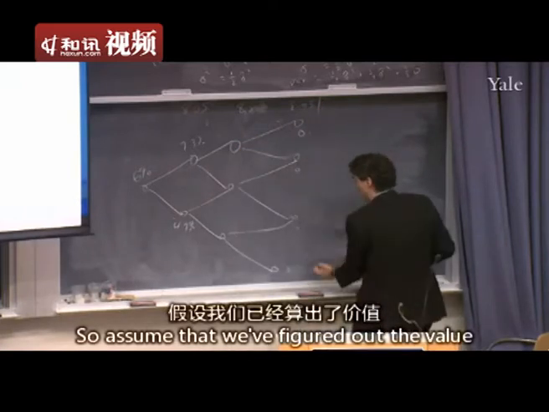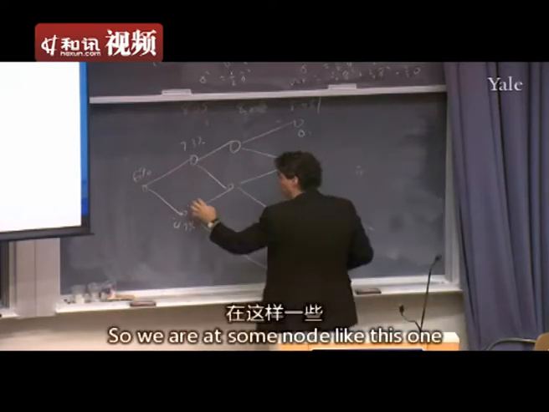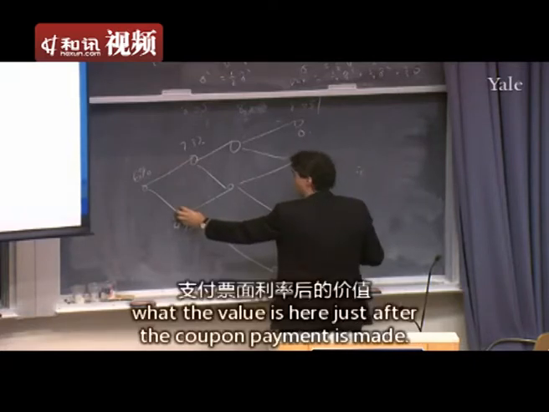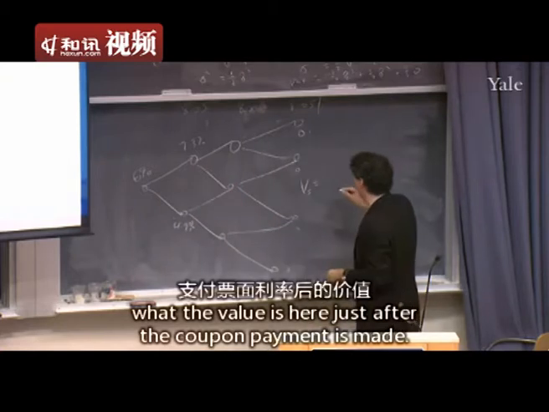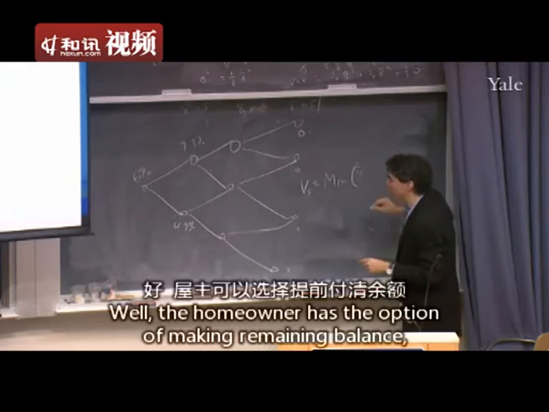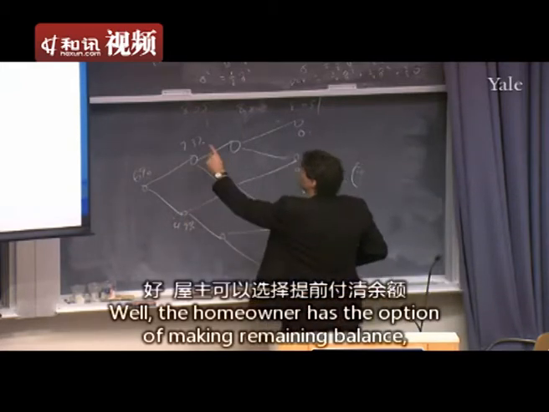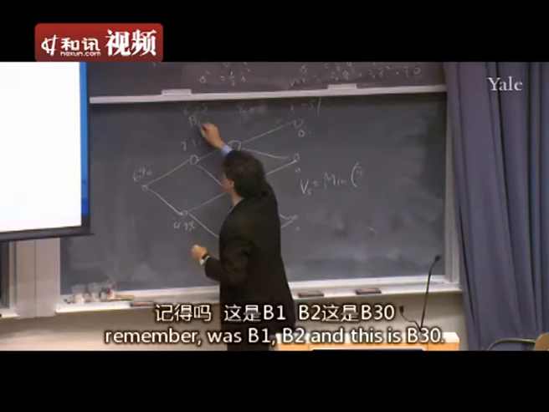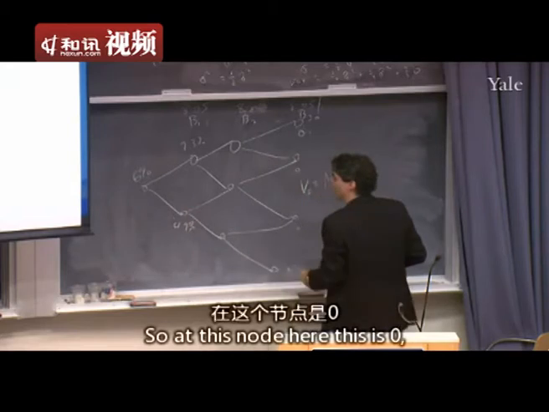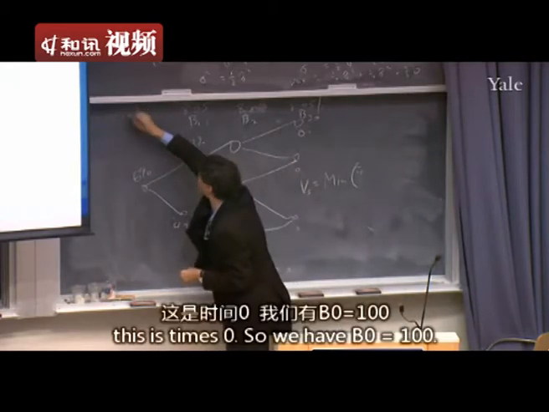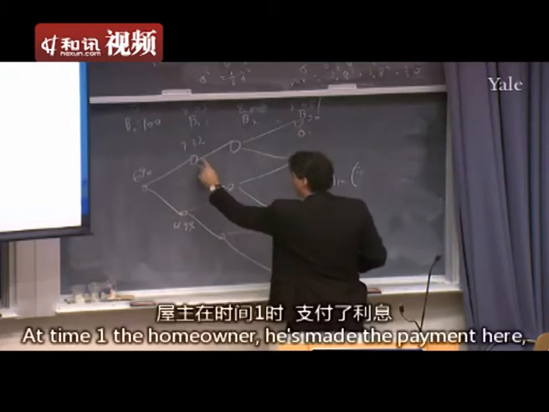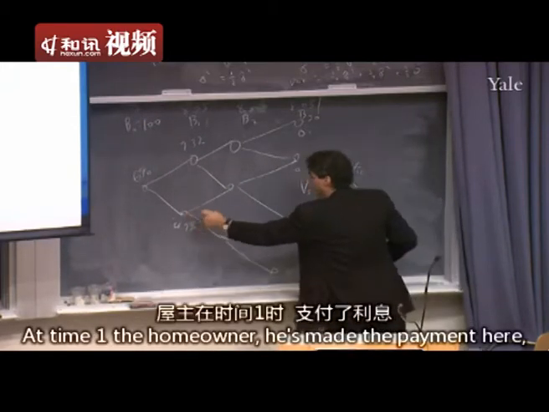So assume that we've figured out the value and we're working backwards. So we're at some node like this one where we know the interest rate and we want to figure out what the value is here just after the coupon payment's made. So what's the value? Well, the homeowner has the option of making remaining balance, remember, was B1, B2, and this is B30. So at this node here, this is 0. This is time 0. So we have B0 equals 100. At time 1, the homeowner has made the payment here.